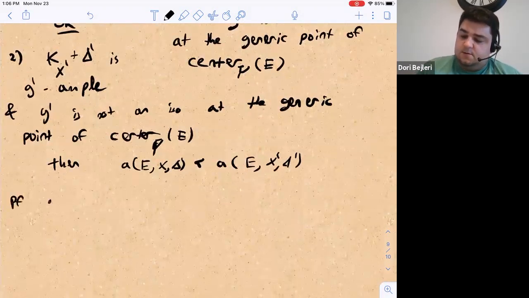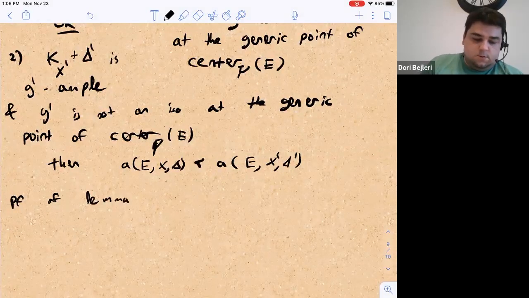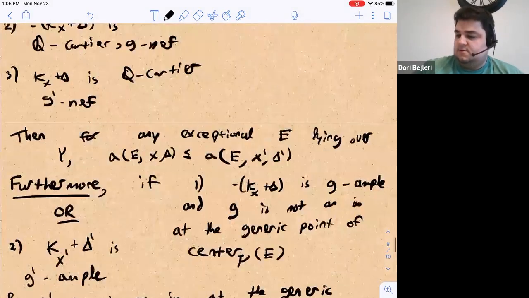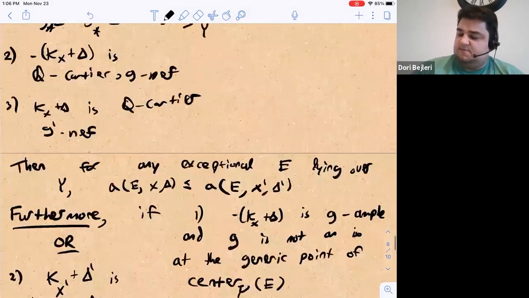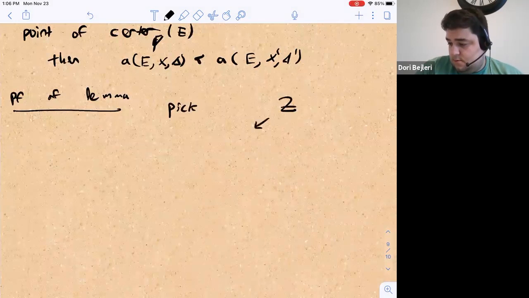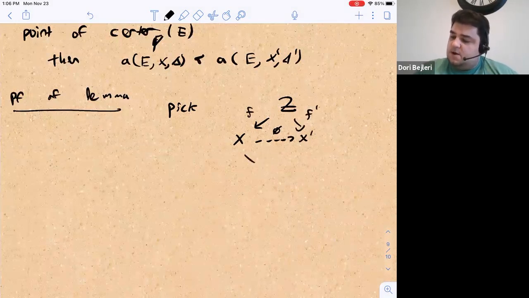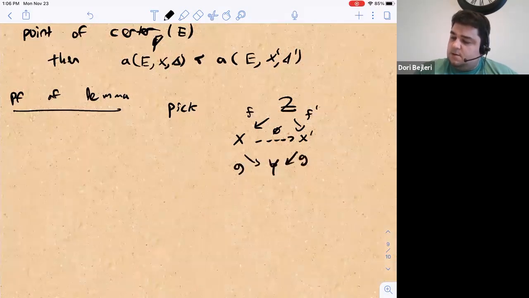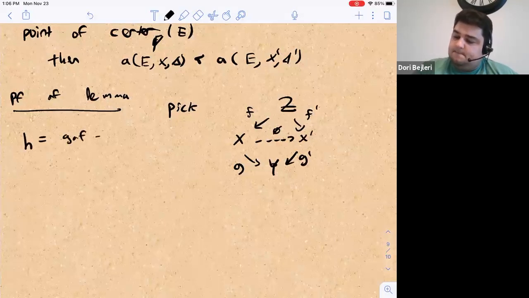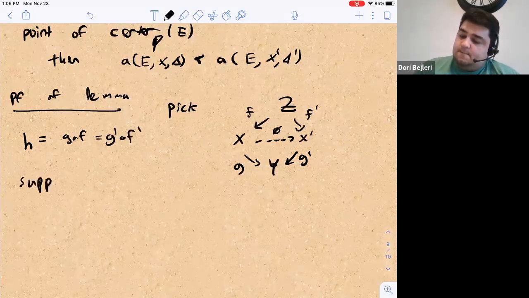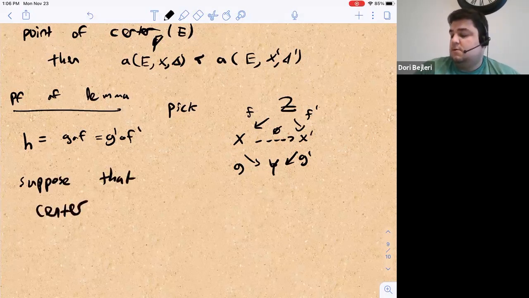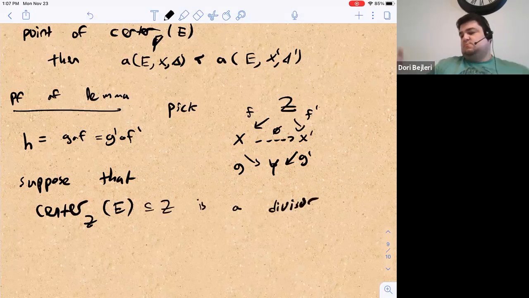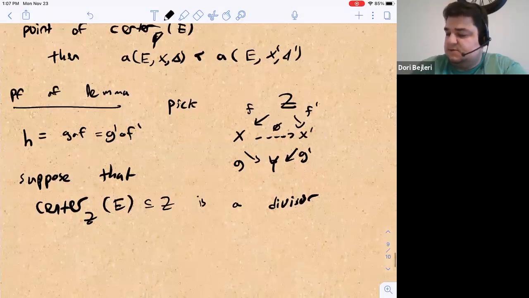Okay, so proof of the lemma. Pick some Z that dominates both. So we have this X and this X prime, so just pick some Z, a hat on top of them, like this. Let's call this morphism f, this morphism f prime, and let's call the composition down to Y h. And suppose that the center of E on Z is a divisor. So suppose we've picked some resolution of the rational map that actually pulls out this divisor E, so we really see E on this particular Z. There always exists such a thing.